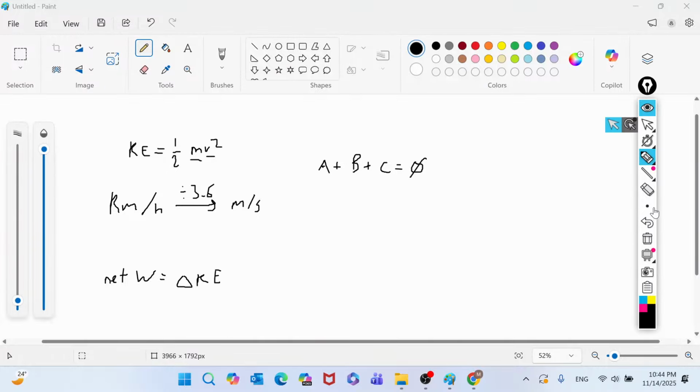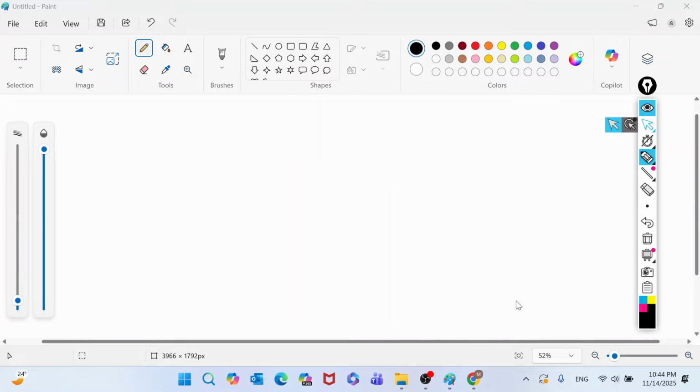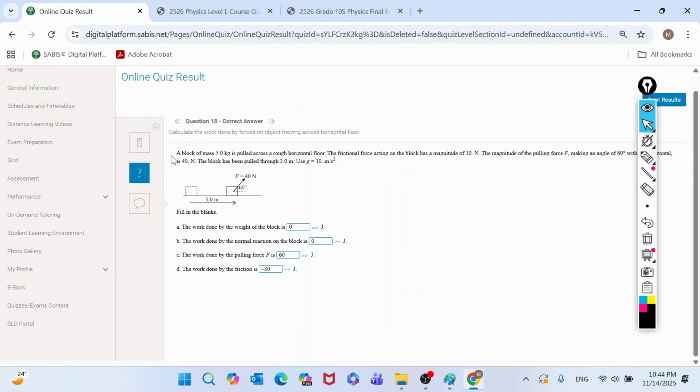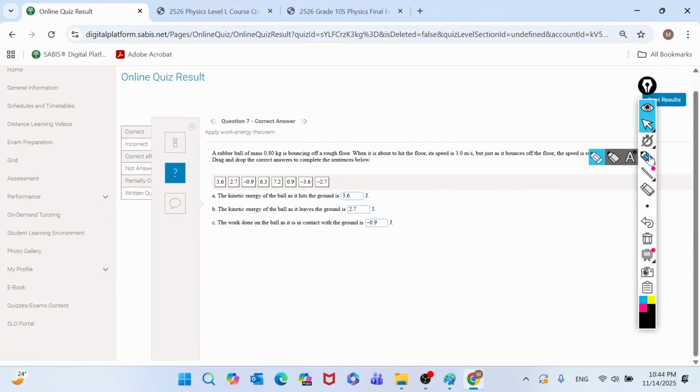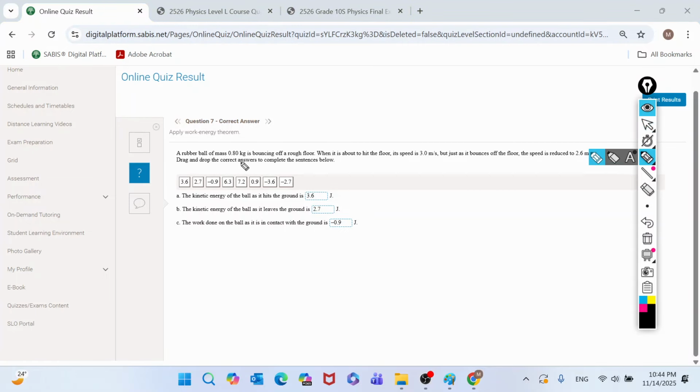Okay, now guys, I'll solve also a question on this topic. Question 7. Okay, a rubber ball of mass 0.8 kilograms is bouncing off a rock floor. When it is about to hit the floor, its speed is 3 meters per second, but just as it bounces off the floor, the speed becomes reduced to 2.6 meters per second. Drag and drop the correct answers to complete the sentences below.